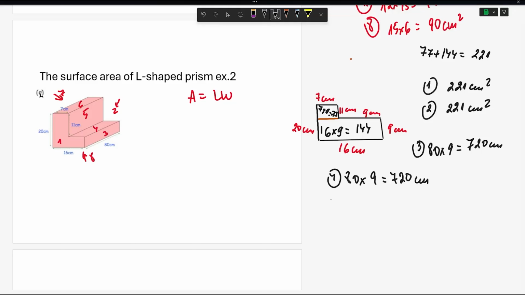So now I need to find side 5, which is the one here. I have 80 and I have 11. So 80 times 11, which is 880. And then I need to find side 6. I have 80 here and 7 here. So side 6, 80 times 7, which is 560.